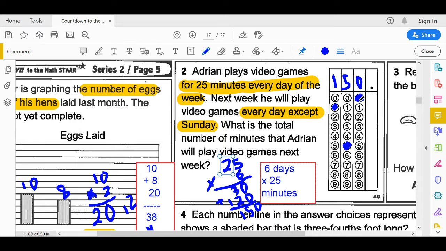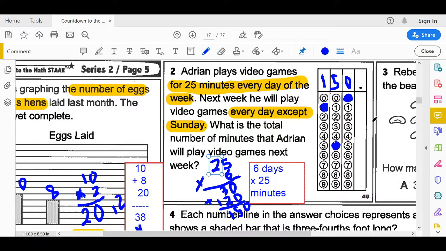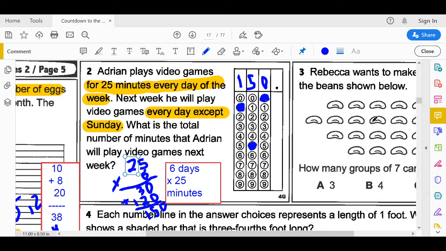You don't have any blank spaces inside that bubble that you chose. So 150. Good, number 2 is ready. Let's continue to number 3.